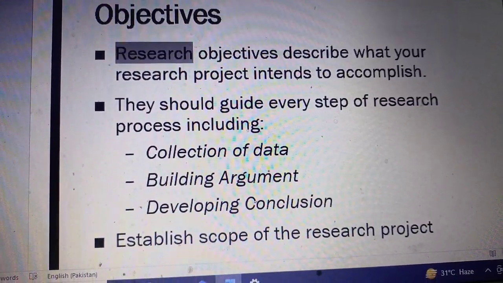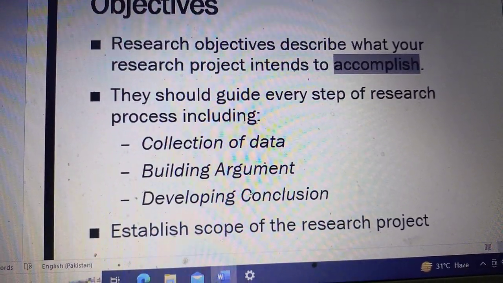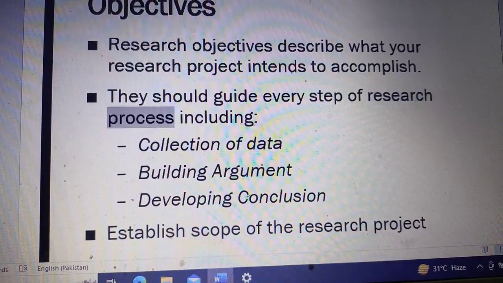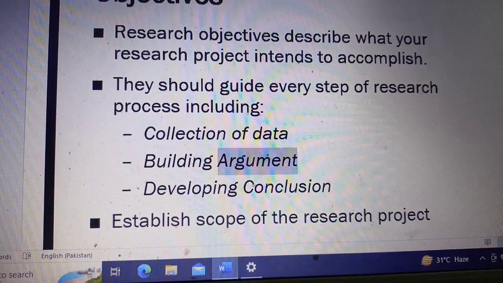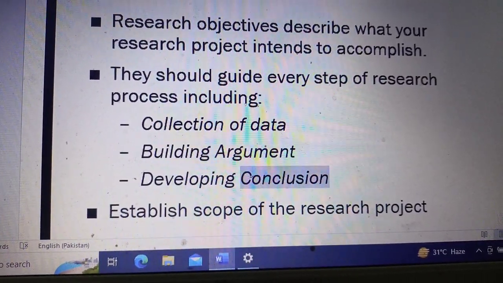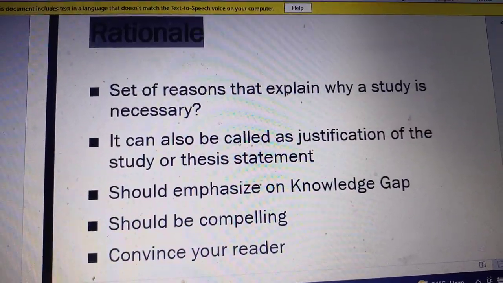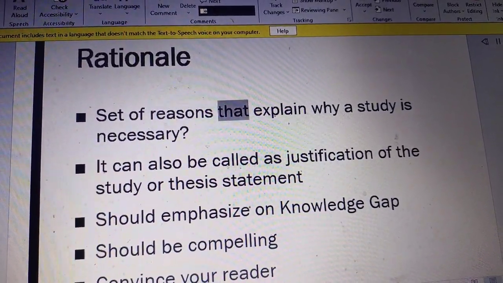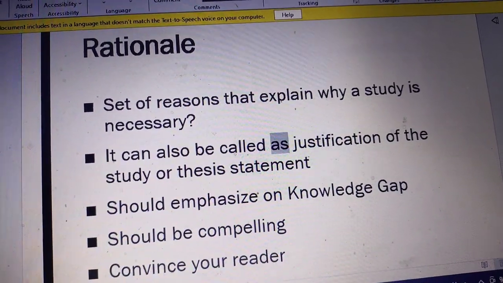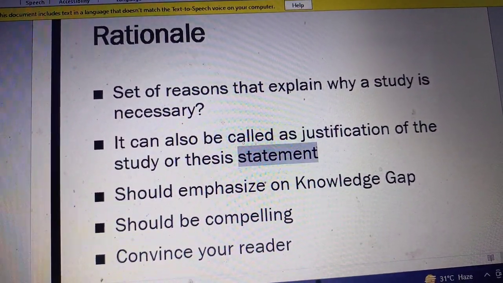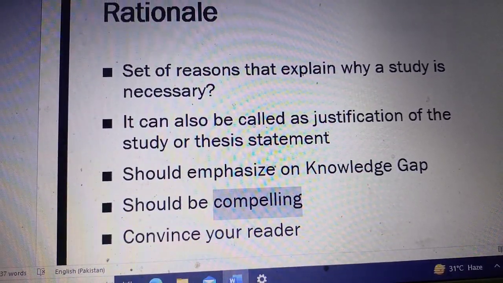Objectives. Research objectives describe what your research project intends to accomplish. They should guide every step of the research process, including collection of data, building argument, developing conclusion, and establish the scope of the research project. Rationale: a set of reasons that explain why a study is necessary. It can also be called the justification of the study or thesis statement. It should emphasize the knowledge gap and should be compelling.